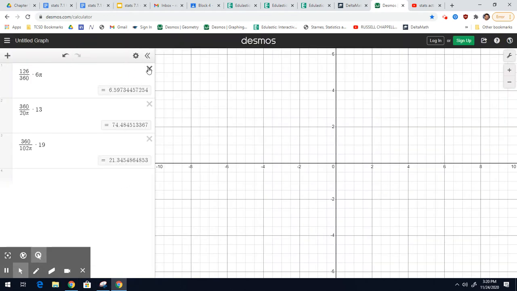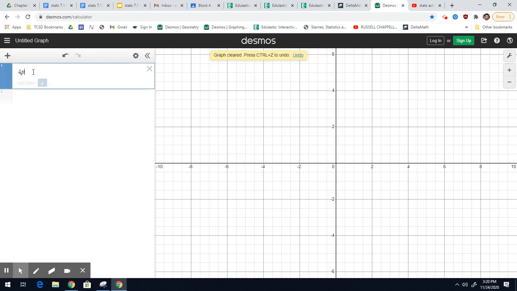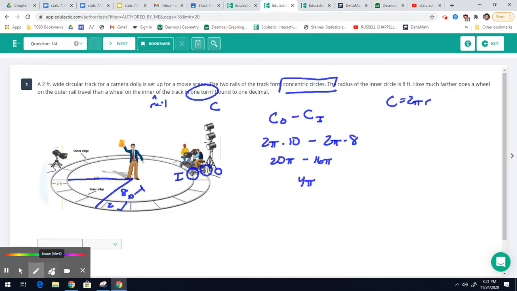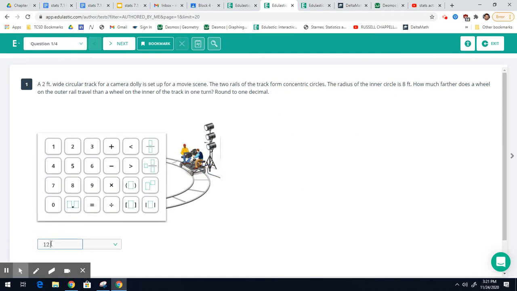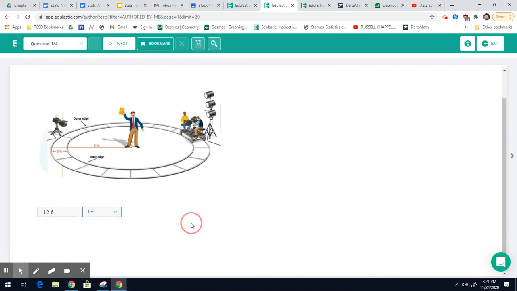So when I go to Desmos Graphing Calculator, I'm going to clear all this for us, and I'm going to enter 4 pi. Remember, you can go 4 pi or find the pi button. That's 12.56, round to one decimal. So this 6 rounds the 5 up to a 6. 12.6. This is circumference. So circumference is length, just in units. So when I answer this, 12.6, it's going to be just units. So these are in feet, so it's also going to be in feet. And there we go.